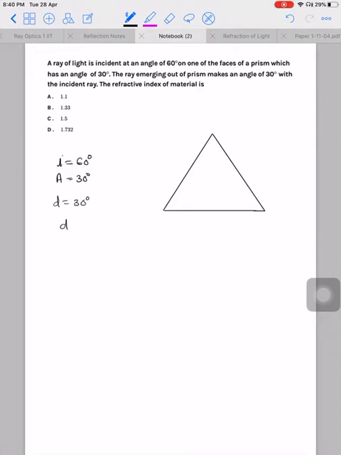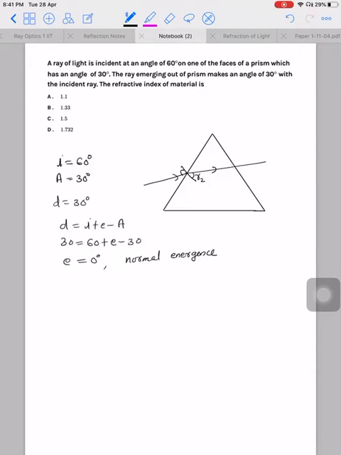So from the equation, deviation D is equal to I plus E minus A. So 30 is equal to 60 plus E minus 30. So E is equal to 0 degree. E equal to 0 means the light makes an angle 0 degree with the normal. So light has normal emergence. That means the angle of emergence is 0. Light makes an angle 90 degree with the surface.